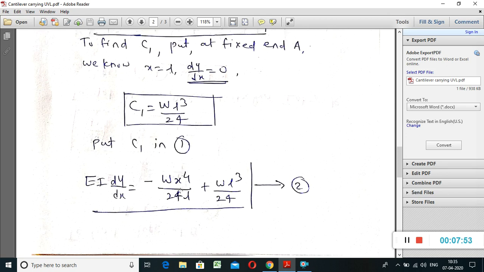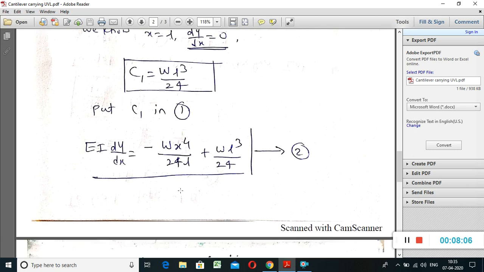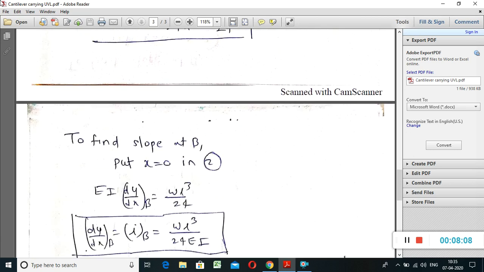It is the general expression, which means what? It is applicable to any point between A and B, that is from 0 to L. We can find the slopes. Now the slope at A is already known because at the fixed end it is 0. So what we have to find is the slope at the other end, that is at B. To find the slope at the free end B, x is 0, we know it from the diagram.